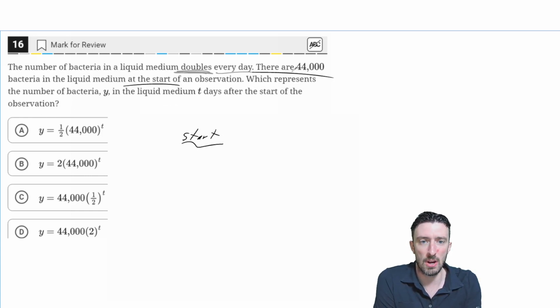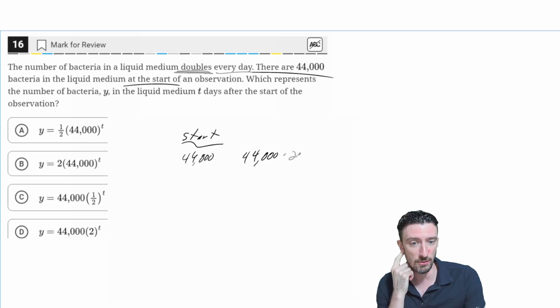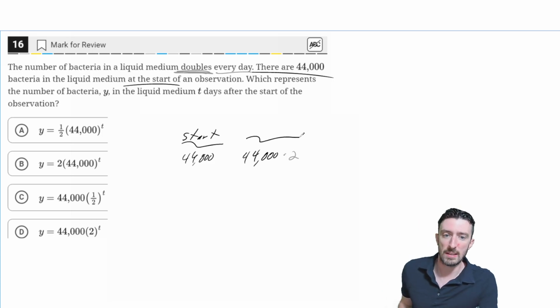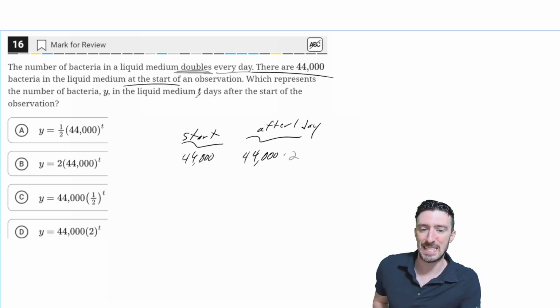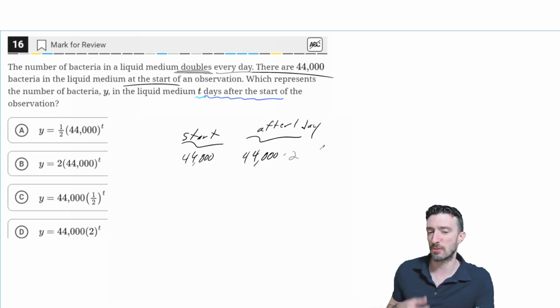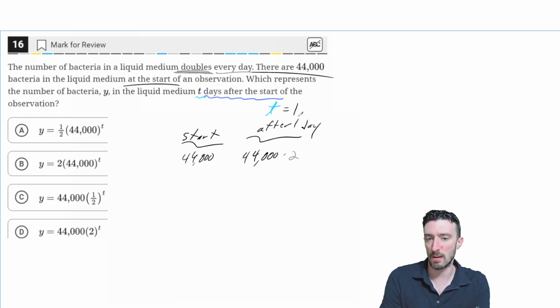So at the start, we got 44,000. And then it's going to double every day. So double 44,000 would be whatever 44,000 times 2 is. Now, that's after 1 day. But what they're saying is that T is going to be the number of days after the start. So that would mean after 1 day, T would equal 1.